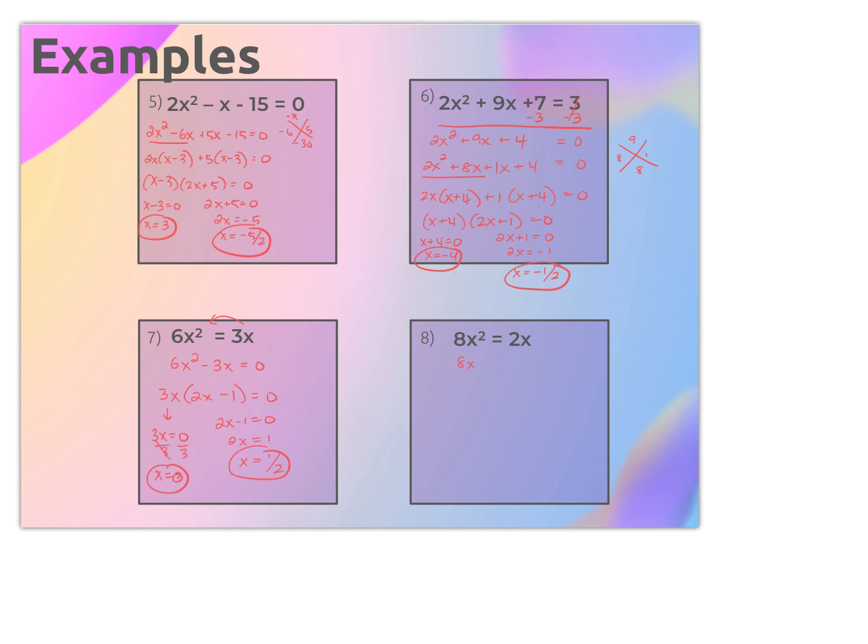So again, 8x squared minus 2x equals 0. Take out the GCF of 2x. I'm left with 4x minus 1 equals 0. So 2x equals 0. Divide both sides by 2, and I get x equals 0. And then 4x minus 1 equals 0. So 4x equals 1, and x equals 1/4.